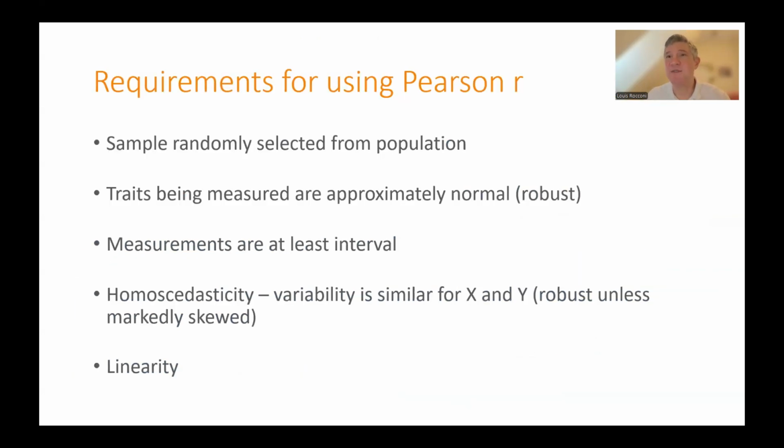Some requirements for using Pearson's r correlation. The sample is randomly selected from the population. The traits being measured are approximately normally distributed. The measurement level is at least interval. And the variability for X and Y are similar. Also, the other big thing is that we're examining the linear relationship here too.